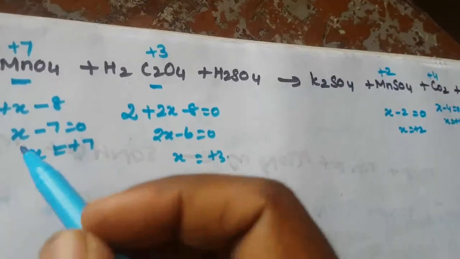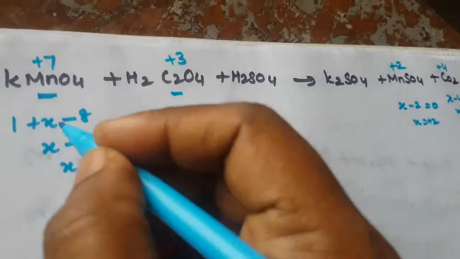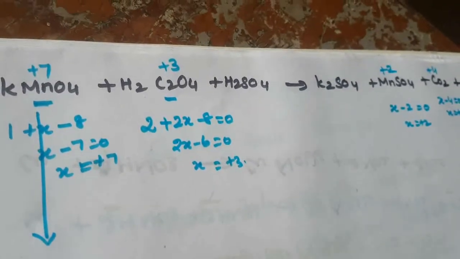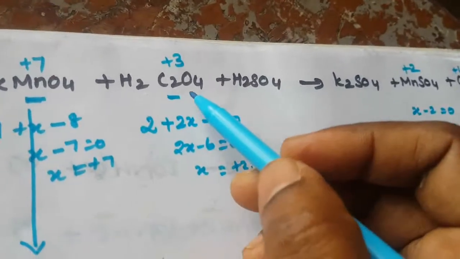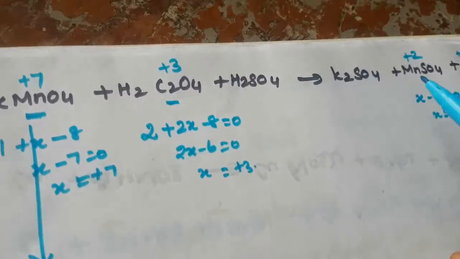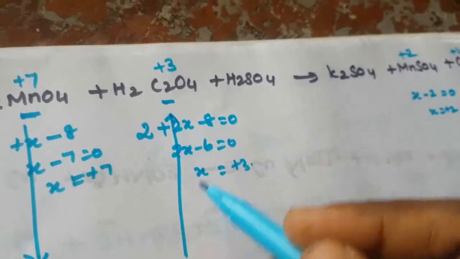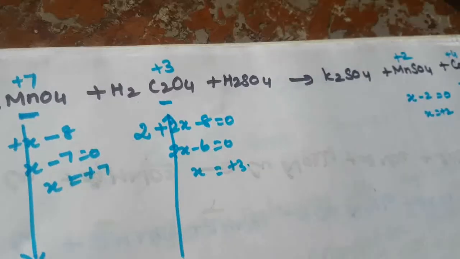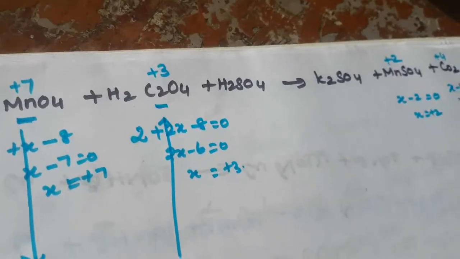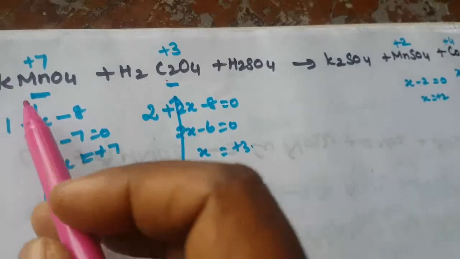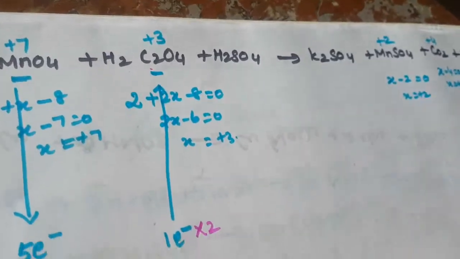How many electron is gained? That is 5 electron. So I am writing 5 electron here. Carbon, how many electron? 3 electron. Here 4 electron. Only 1 electron will be gained. So that is only 1 electron. So how many molecule of carbon is there? That is 2 molecule of carbon is there. So multiplying by 2. Here only 1 Mn is there. Here also only 1 Mn is there.